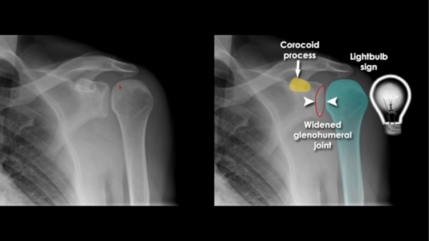So posterior glenohumeral dislocation, famously missed and difficult to diagnose radiographically. So this is dislocated. You can't tell. They call it a light bulb sign. You see a little bit of widening of the glenohumeral joint. It is subtle. The radiologist will miss it, and a non-orthopedic surgeon will miss it as well.